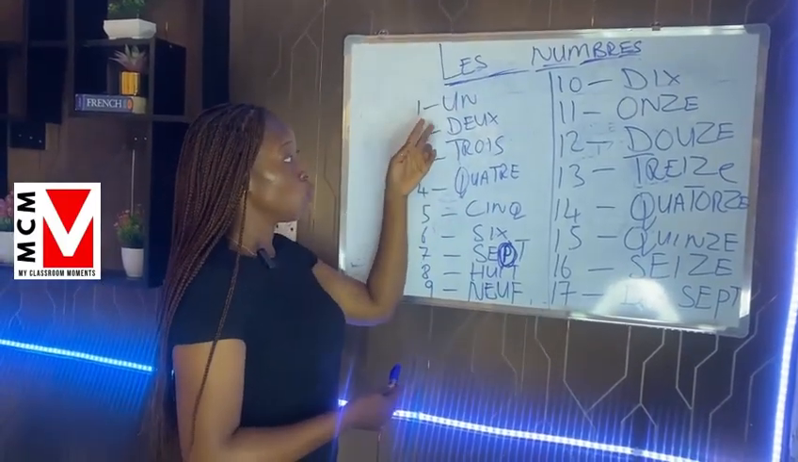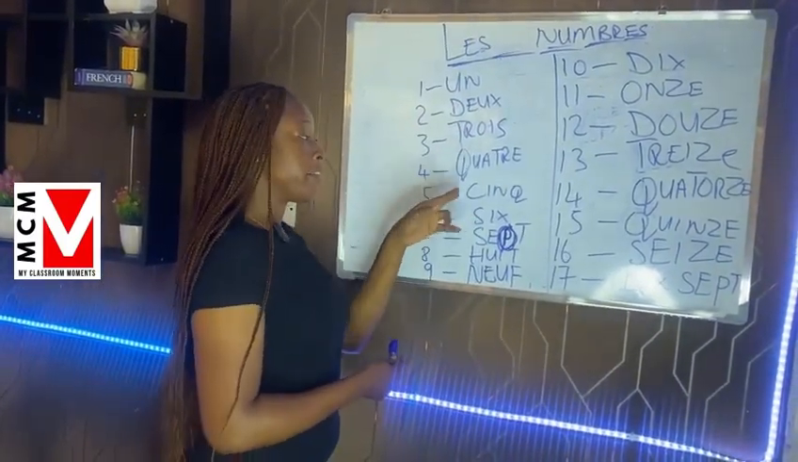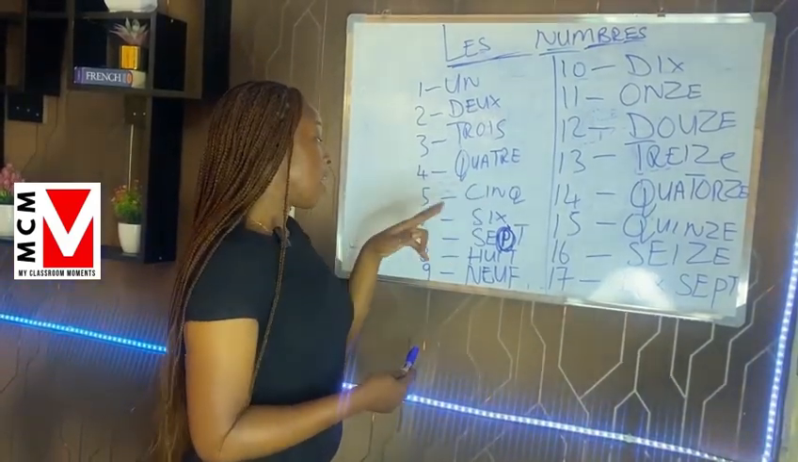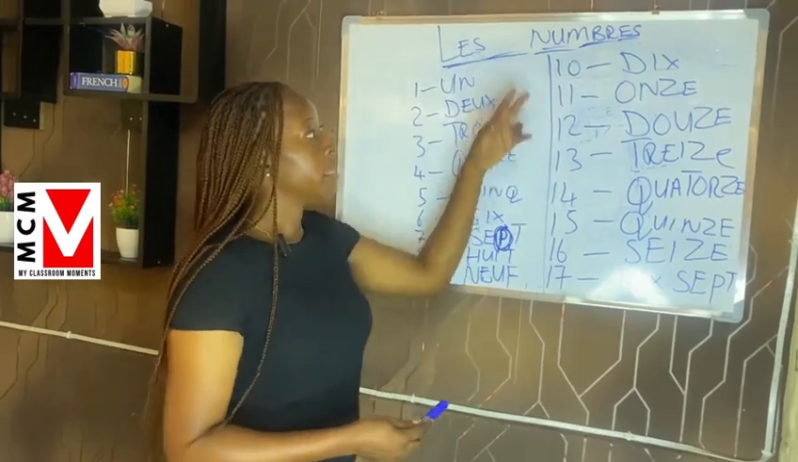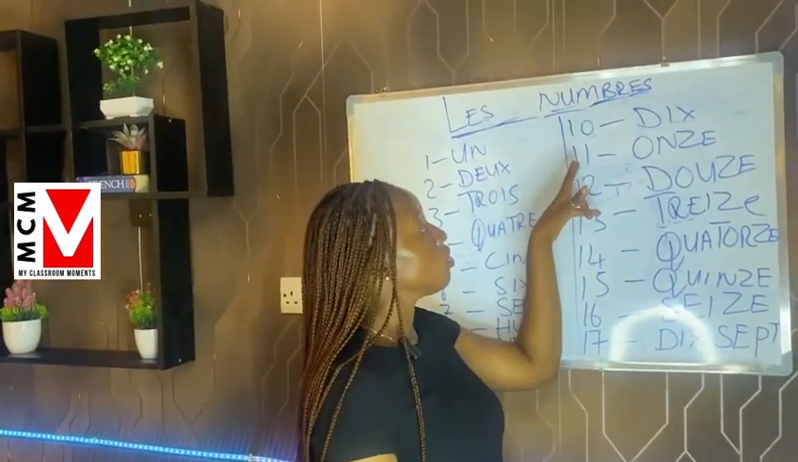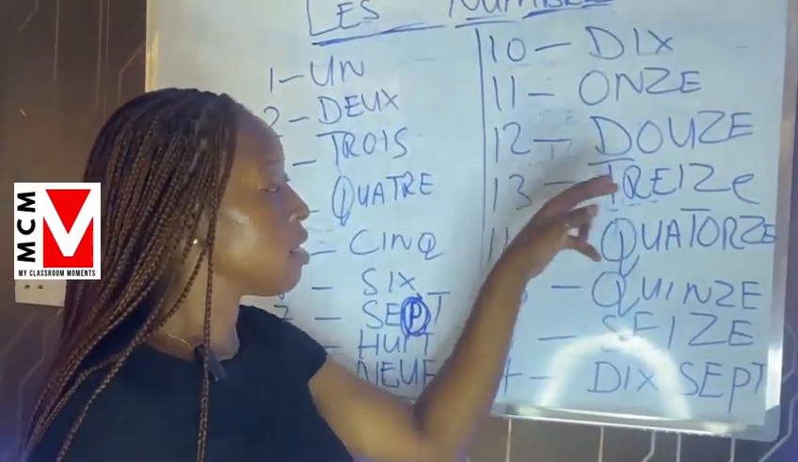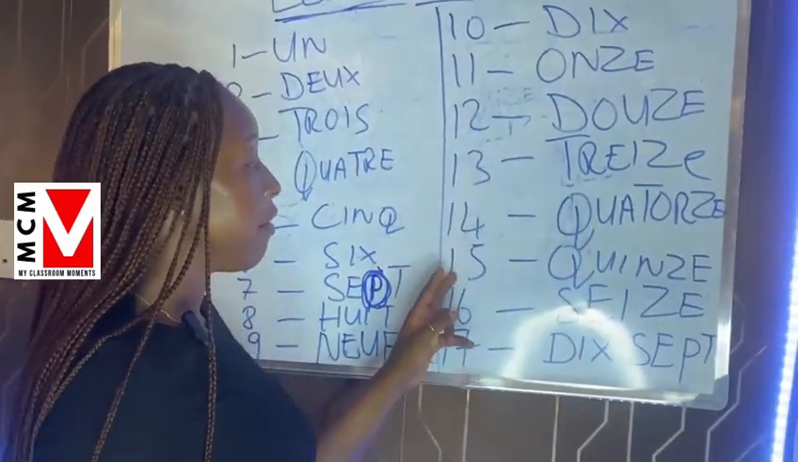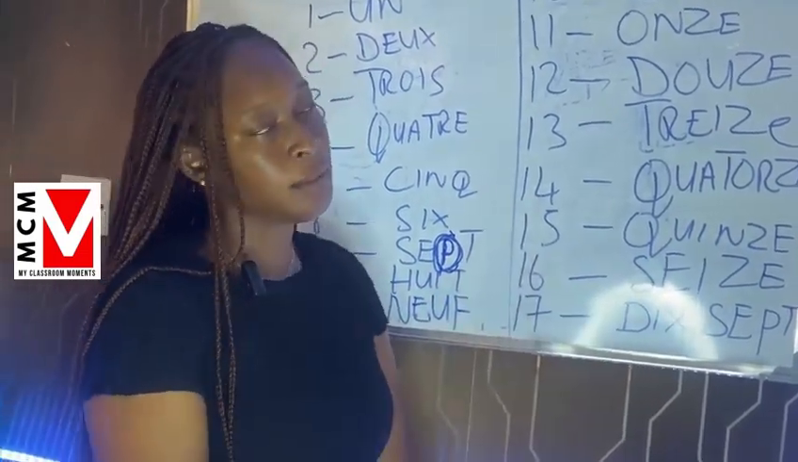1, 2, 3, 4, 5, 6, 7, 8, 9, 10, 11, 12, 13, 14, 15, 16, 17.